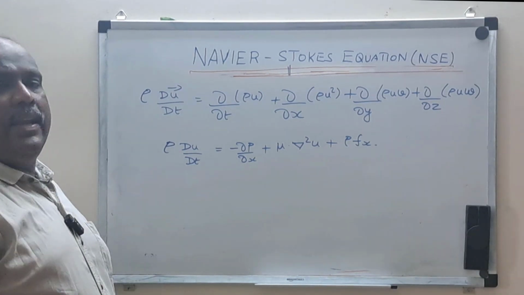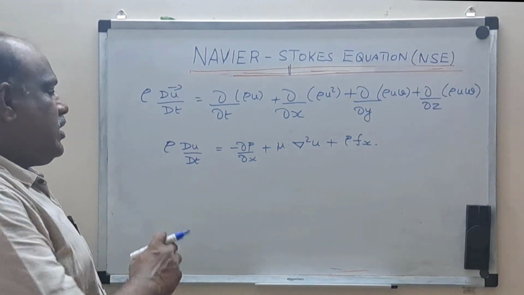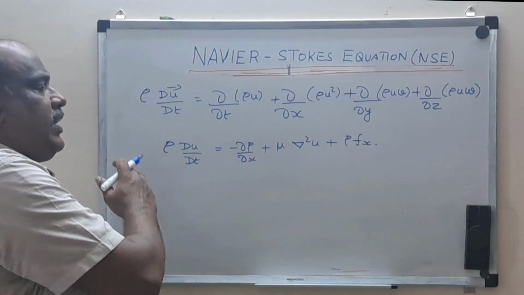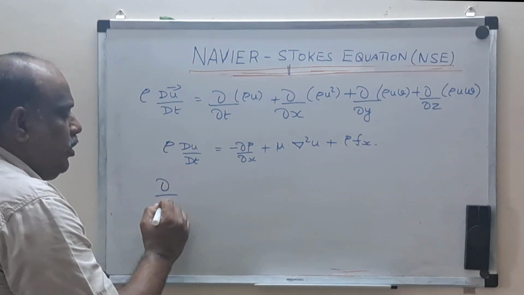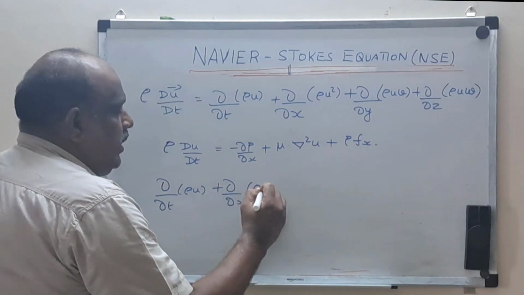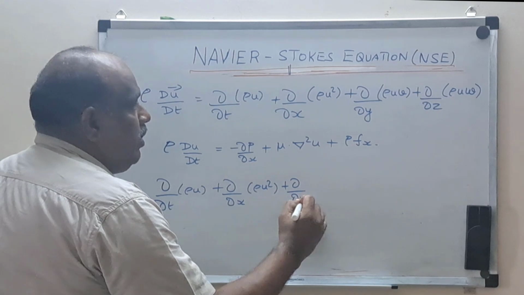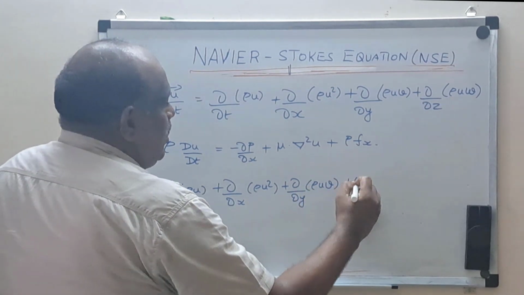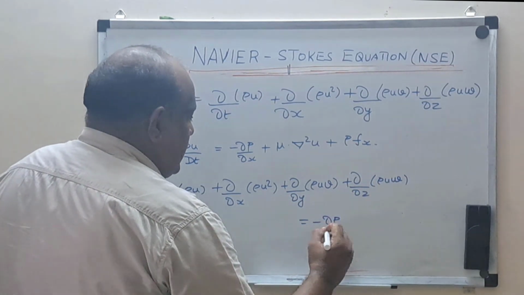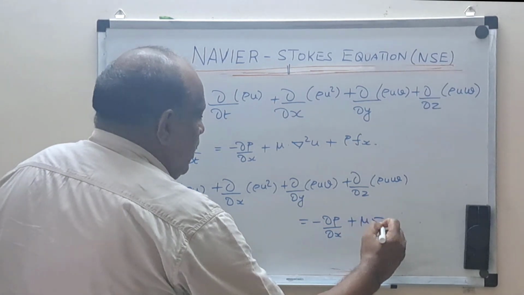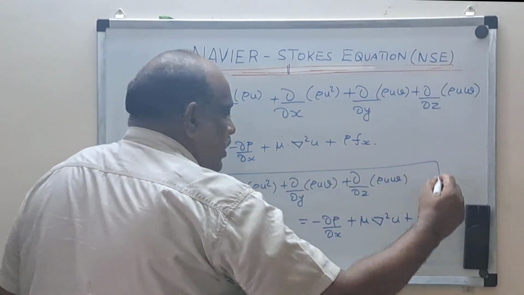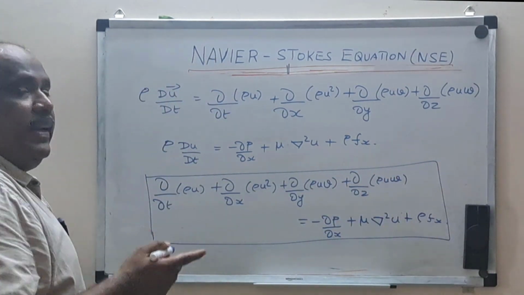As well as we have seen earlier the u momentum equation for an incompressible fluid: ρ du/dt equal to this term. Now we are going to change only the left hand side. So the left hand side now will become ∂/∂t of ρu plus ∂/∂x of ρu squared plus ∂/∂y of ρuv plus ∂/∂z of ρuw, equal to minus ∂p/∂x plus μ del squared u plus ρ fx. So I hope now this equation is also the u momentum equation only for the incompressible fluid.